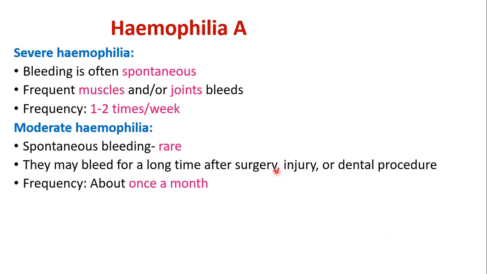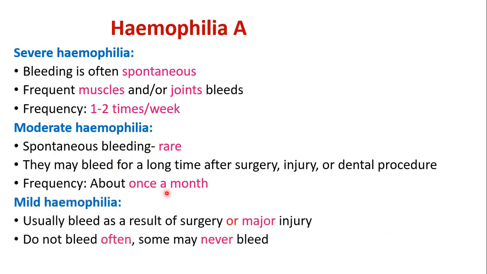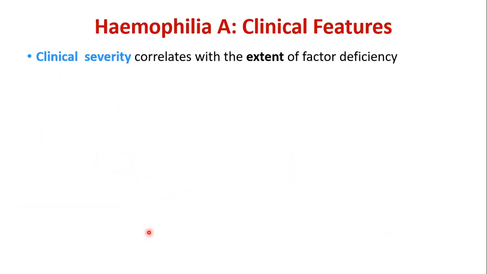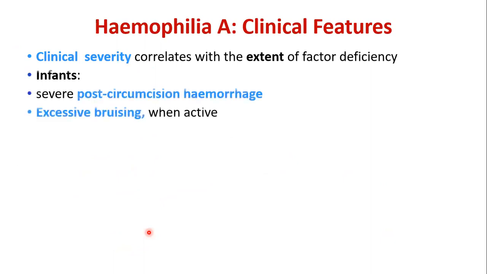In moderate hemophilia, spontaneous bleeding is rare. They may bleed for a long time after surgery, injury, or dental procedures. Frequently they have some form of dental bleeding about once a month. Whereas mild hemophilia usually bleeds as a result of surgery or major injury. They do not bleed often, and sometimes you don't know they have it, when there is 5 to 40% activity. Clinical severity correlates with the extent of factor deficiency.